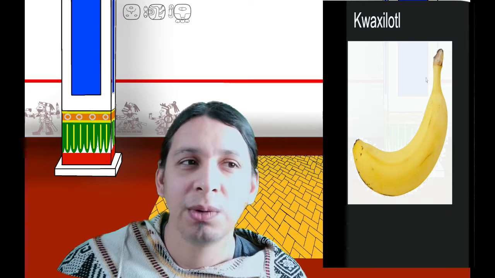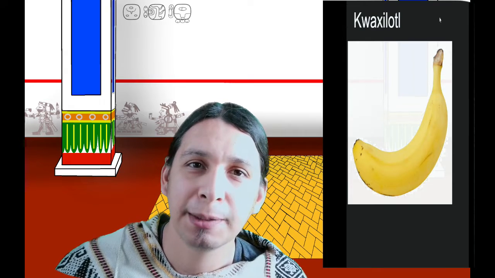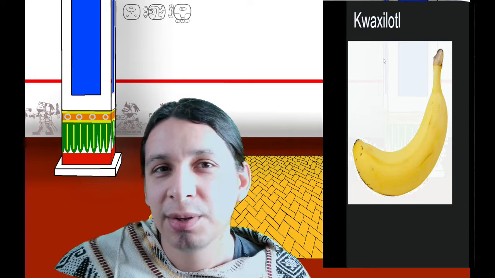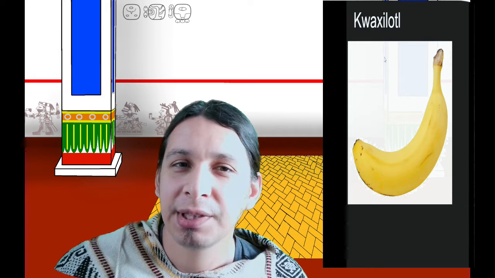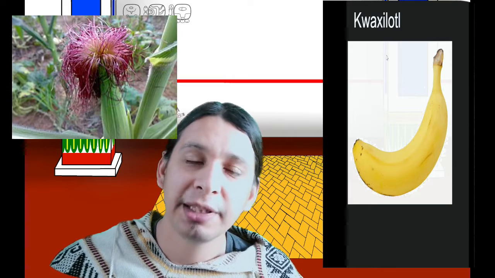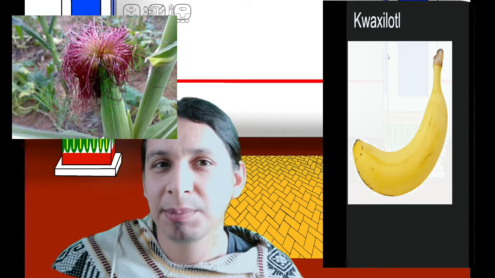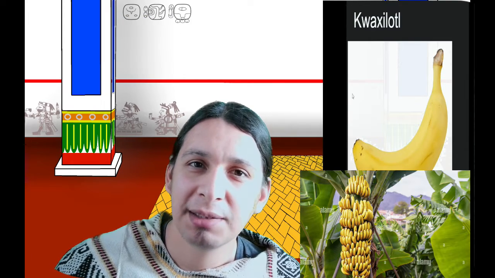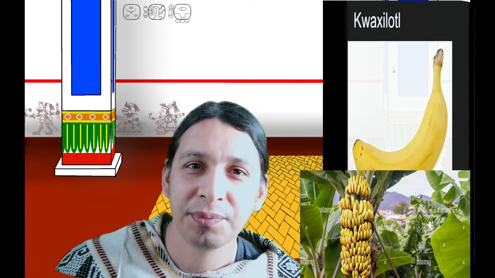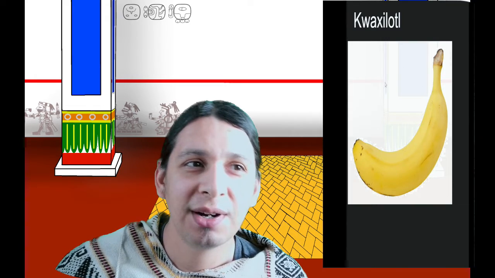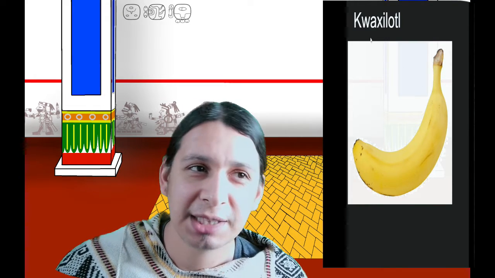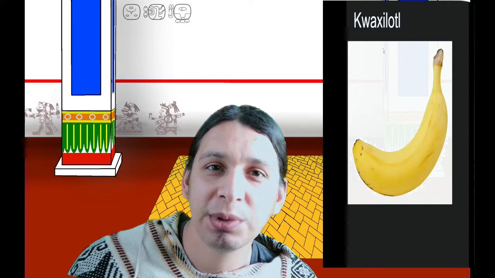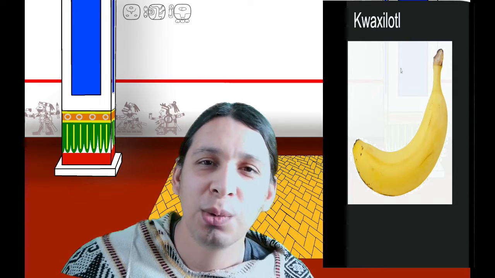Kwashilotl. This is the word for banana. Shilotl is actually the corn tassel, the flowering part of a corn plant from the top. And if you look at how bananas grow, they kind of look like that, but on a bigger scale. So that's where it's making a reference to that. And kwa being from the woods or from the trees. So it's kwashilotl.